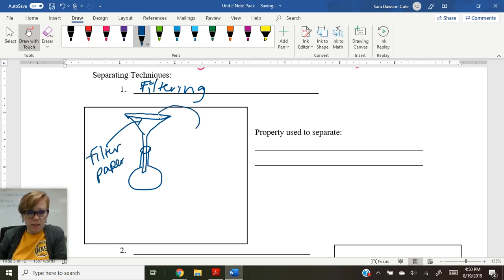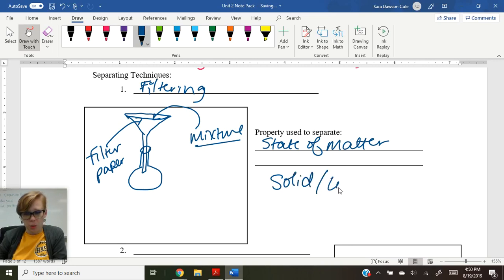And our mixture goes on top of the filter paper. What's going to happen is we're going to let that water, so liquid, go through. The property that we use to filter something is state of matter. A lot of times we have the solid liquid mix.